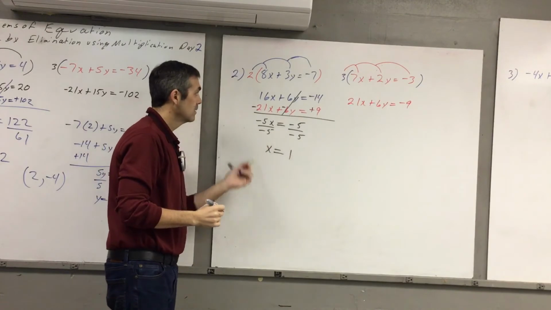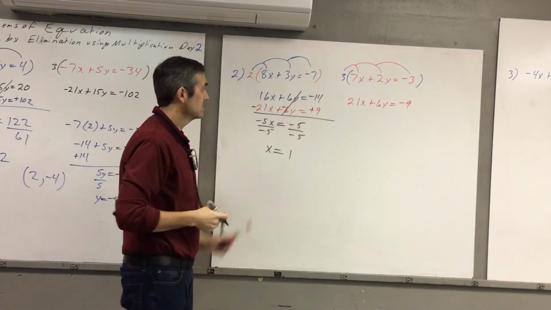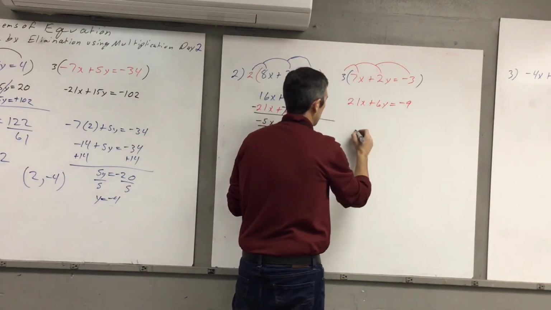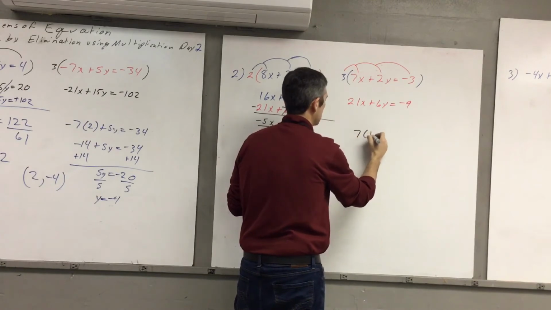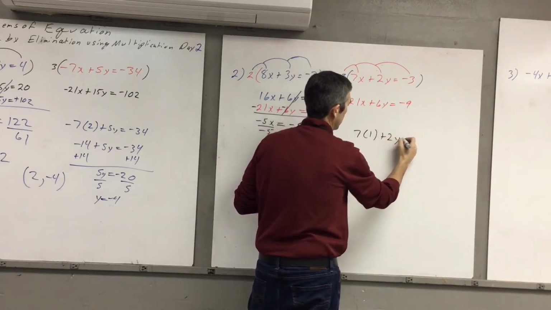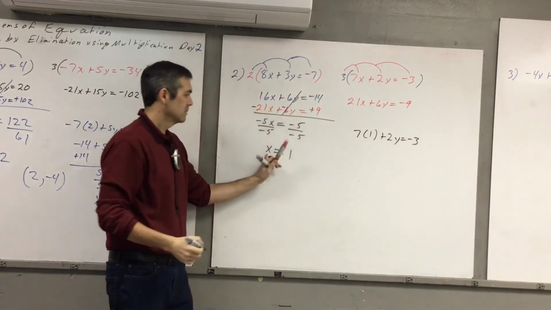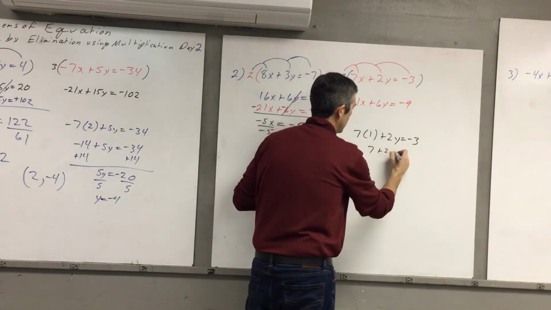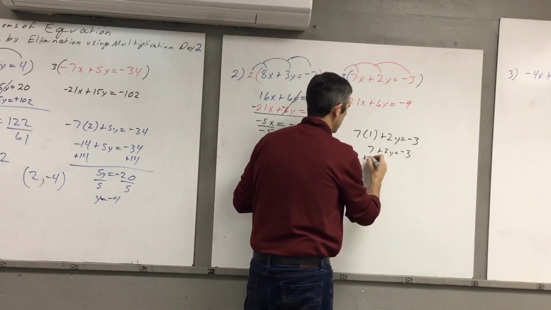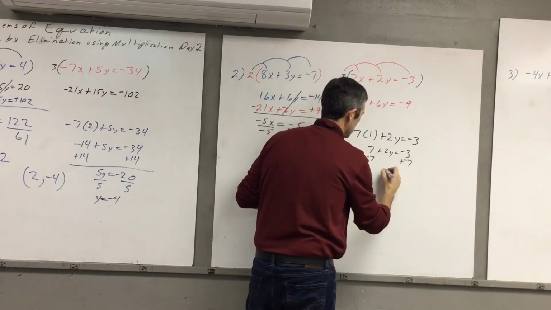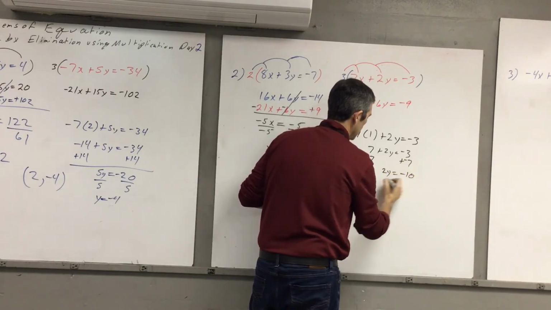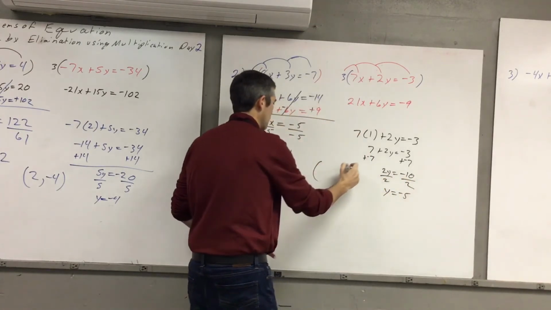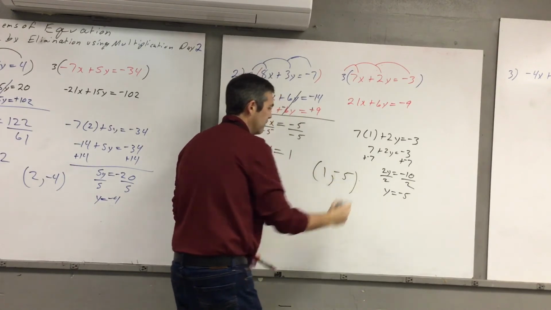Now take this, substitute it back into one of those. It doesn't matter which one, it won't make any difference. Okay? I'm going to do this one, but it won't matter. 7 times 1 plus 2y equals negative 3. Substituted the x in. Gets you 7 plus 2y equals negative 3. Add the inverse. Gets you 2y equals negative 10. Divide by 2, divide by 2, y equals negative 5. Your ordered pair is 1 comma negative 5.